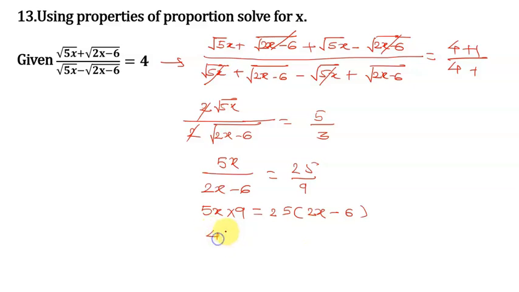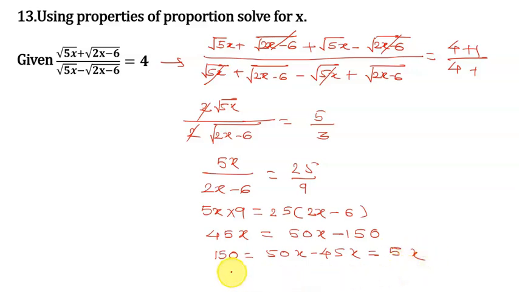Okay, then you will have 45x is equal to 50x minus 150. And next simplification, transfer this 150 to the left hand side, it will become plus 150. 50x minus 45x, you will get here 5x, and hence x is equal to 150 upon 5, and that's equal to 30, and hence the answer is x is equal to 30.